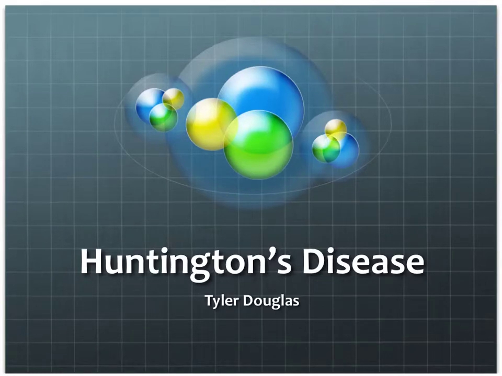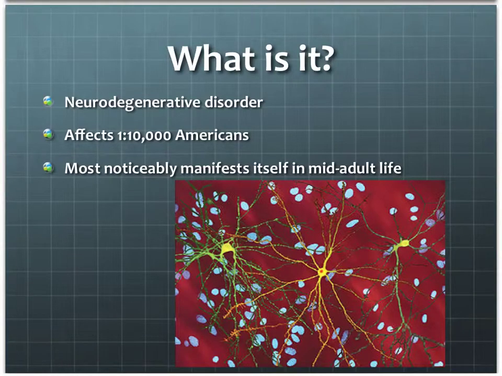This is a screencast on the genetic disorder Huntington's disease. Huntington's disease is a neurodegenerative disorder, which means that it impairs the growth and development of the brain and central nervous system. It affects about 1 in 10,000 Americans, and it most notably manifests itself in the mid to adult life. Huntington's disease is also the most common cause of chorea, which is an abnormal movement disorder.